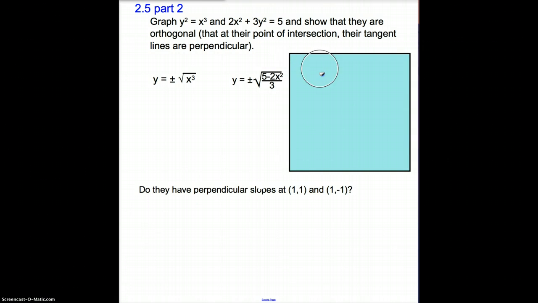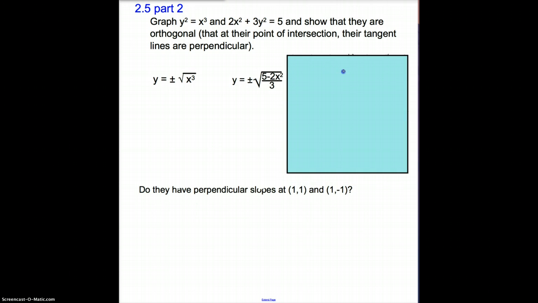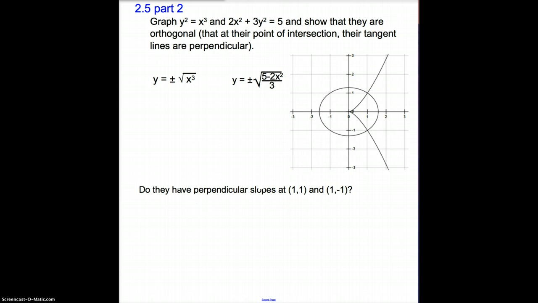And then our graph will look like, I'm just going to delete this here. Our graph will look like that. So you can see that our places of intersection are here at 1, 1, and here at 1, negative 1. All right?